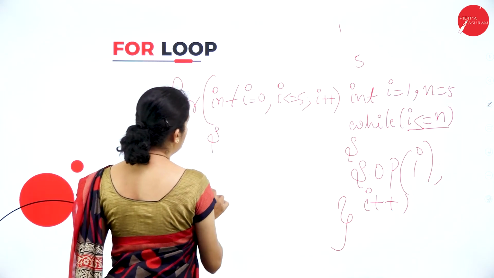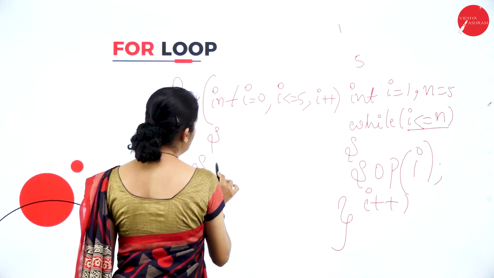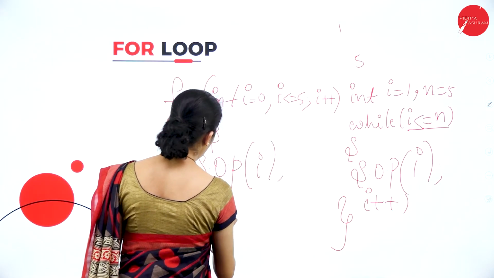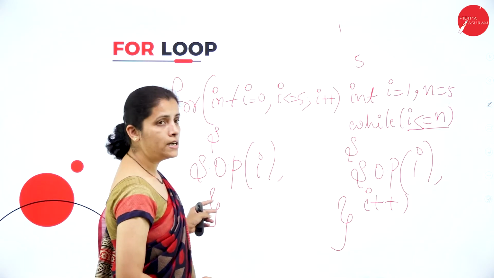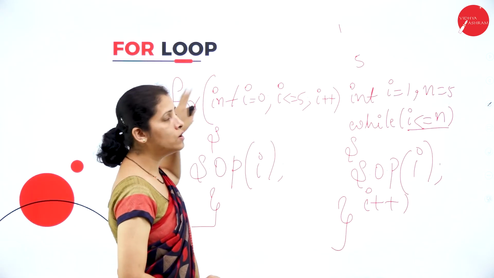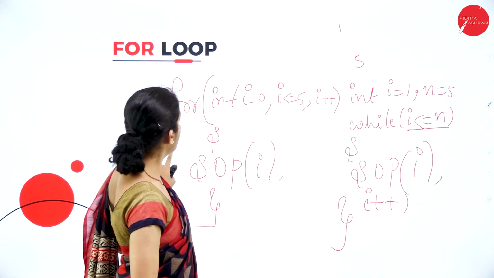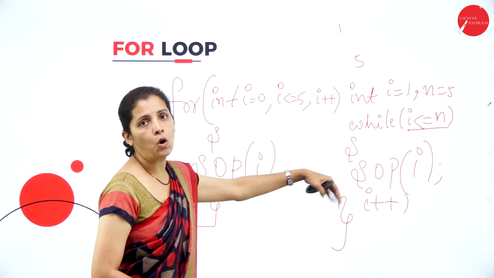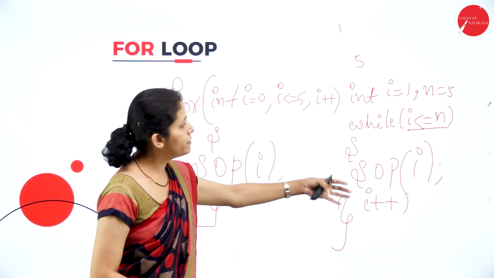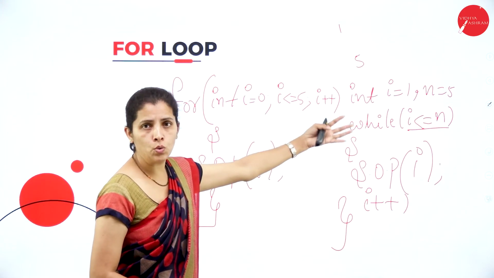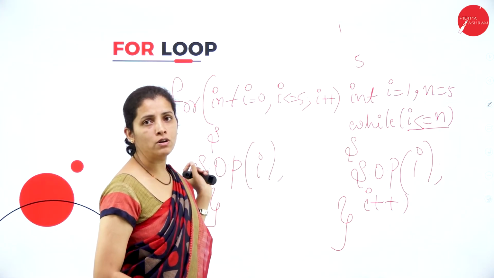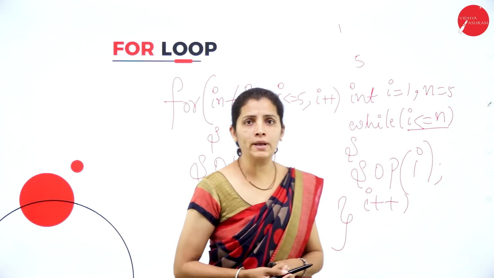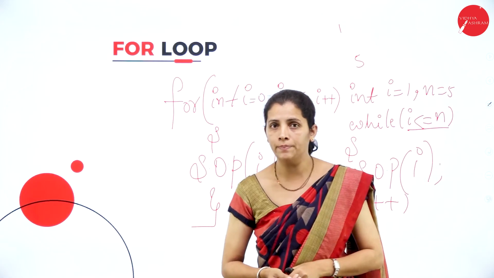Now what do I want to display? I just want to display System.out.println, and I want to print the i value. See what I did here? I just transferred while to for. Even if I have the statement in for, I can convert that into while or do while. Even if I have this statement in while or do while, I can transfer it to a for loop. So dear student, I can use any looping construct based on my need.